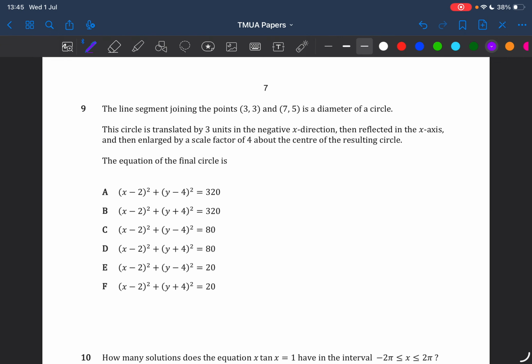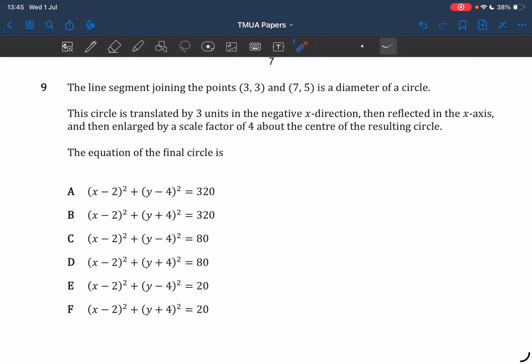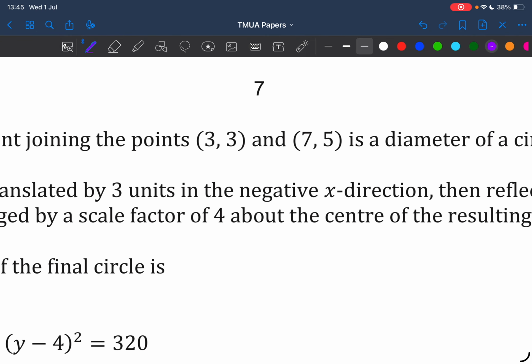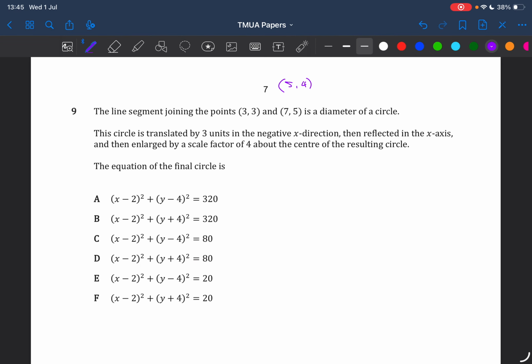Let's keep going. The line segment joining the points 3, 3 and 7, 5 is the diameter of a circle. Okay, we're going to find it. So let's think what is the midpoint of this first. It's going to be 5 and 4, yeah. So that's our center. It's translated by 3 units in the negative x direction. So that's 3 to the left, so it's gone to 2 and 4.